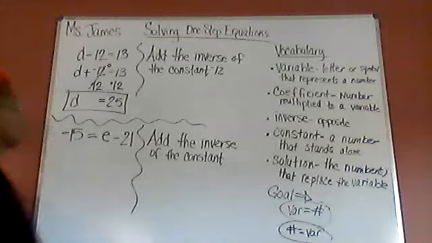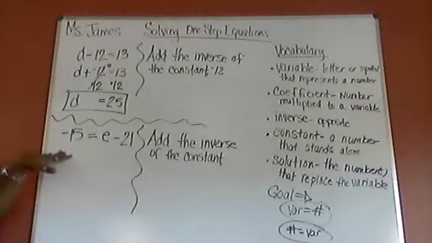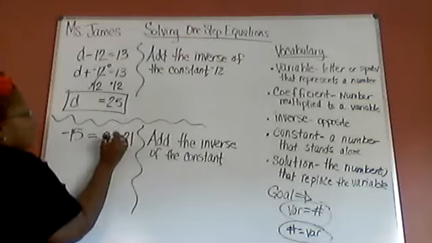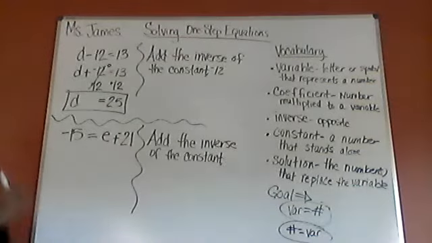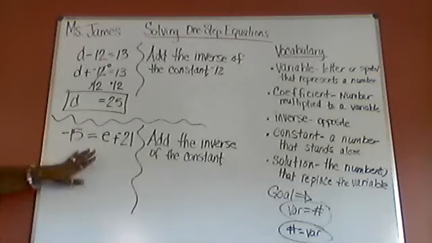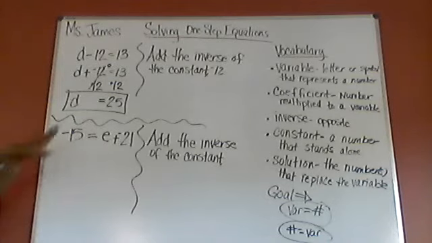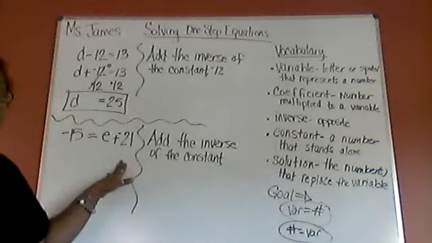Now let's look. What is our constant this time? Is it negative 15? Is it 21? Or is it negative 21? So we look at this and we got to add the inverse, add the opposite. That's what we do when we subtract. So here, which constant are we looking at? Are we looking at negative 15 or are we looking at negative 21?